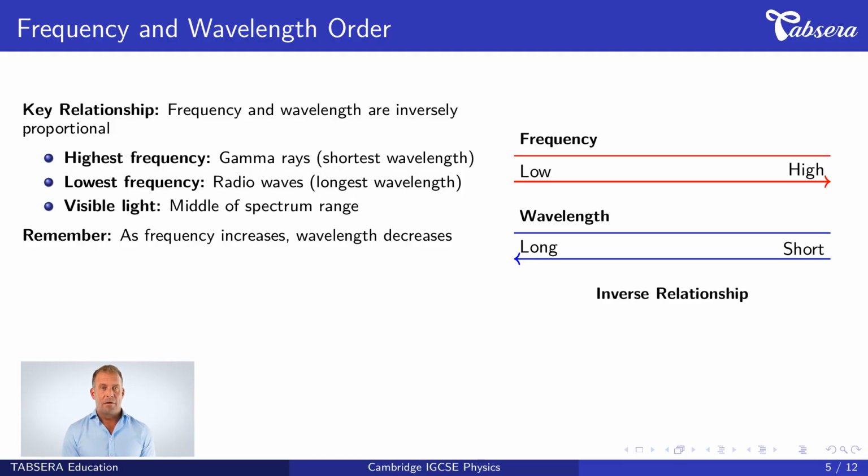Visible light sits in the middle of the spectrum range. The diagram shows this inverse relationship clearly. Notice how the frequency arrow points right indicating increase, while the wavelength arrow points left indicating decrease as we move across the spectrum.